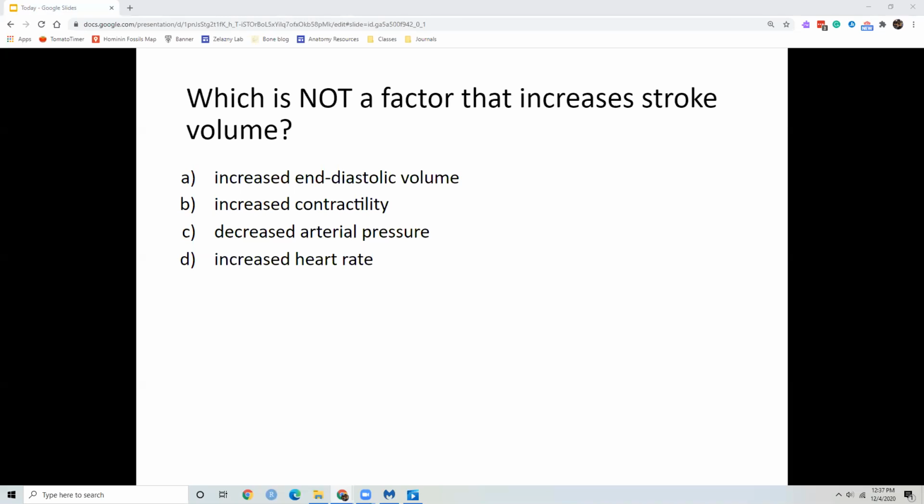And finally, decreased arterial pressure. So if we have a decrease in the pressure in the arteries, blood likes to go from high pressure to low pressure. So if we decrease the arterial pressure, we're going to end up increasing stroke volume because more blood is going to want to flow to that low pressure region.